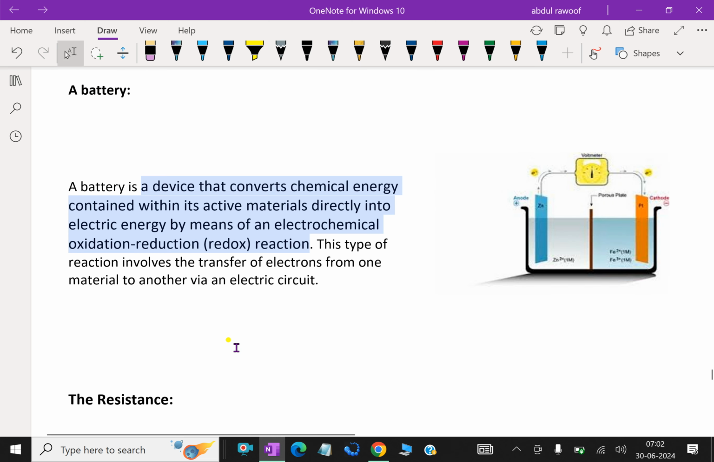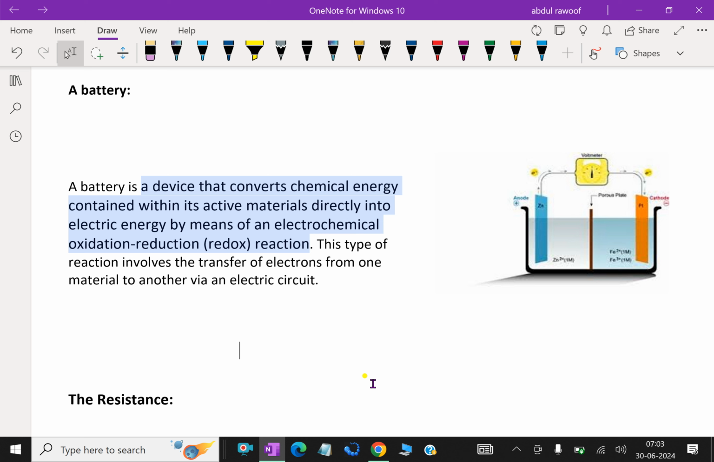Next one, what is a battery? A battery is a device that converts chemical energy contained within the active material directly into electric energy by means of electrochemical oxidation, redox reactions. This type of reaction involves the transfer of electrons from one material to another via an electric current. In an electric circuit, the current flows through the wire as well as through electrolytic solutions. It is a source of electricity.